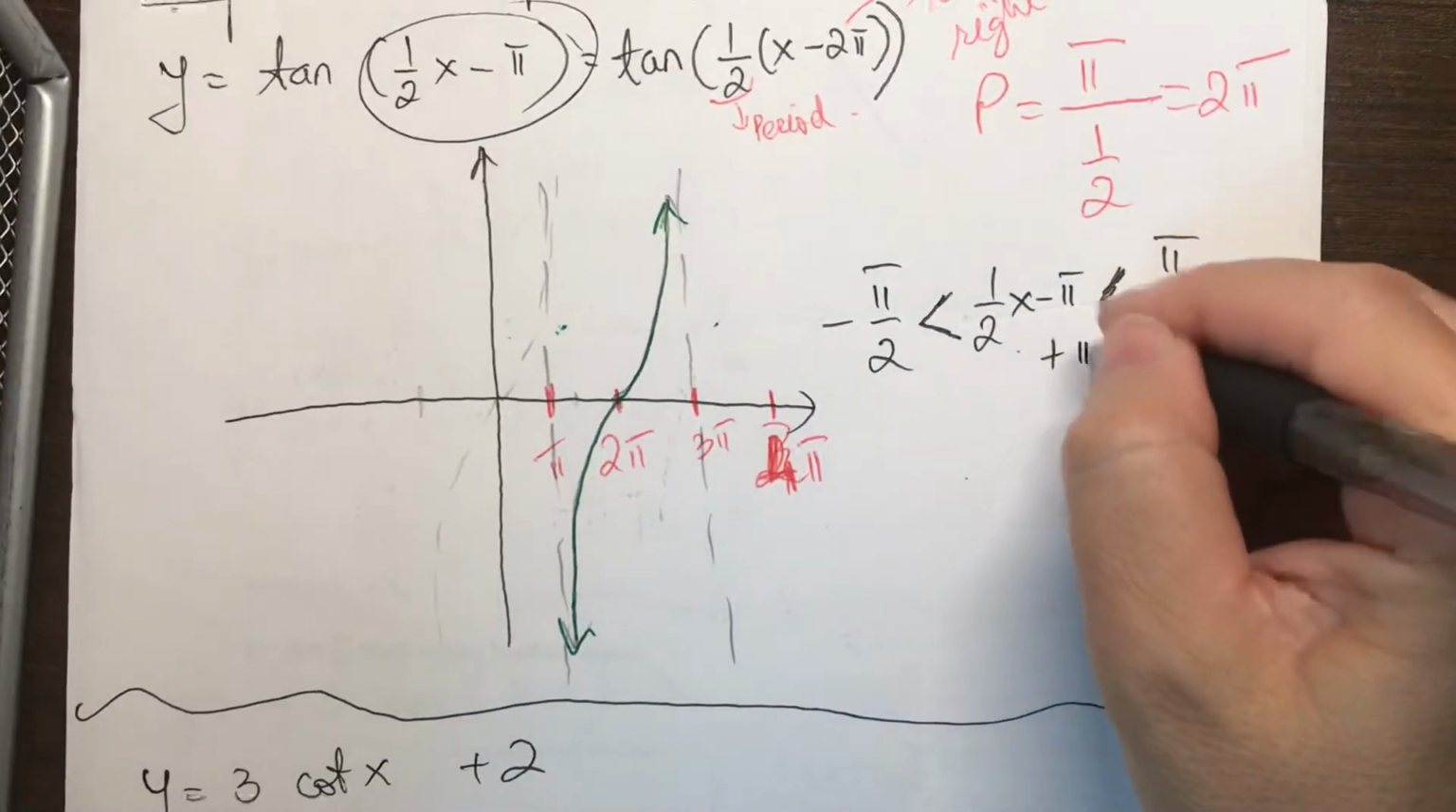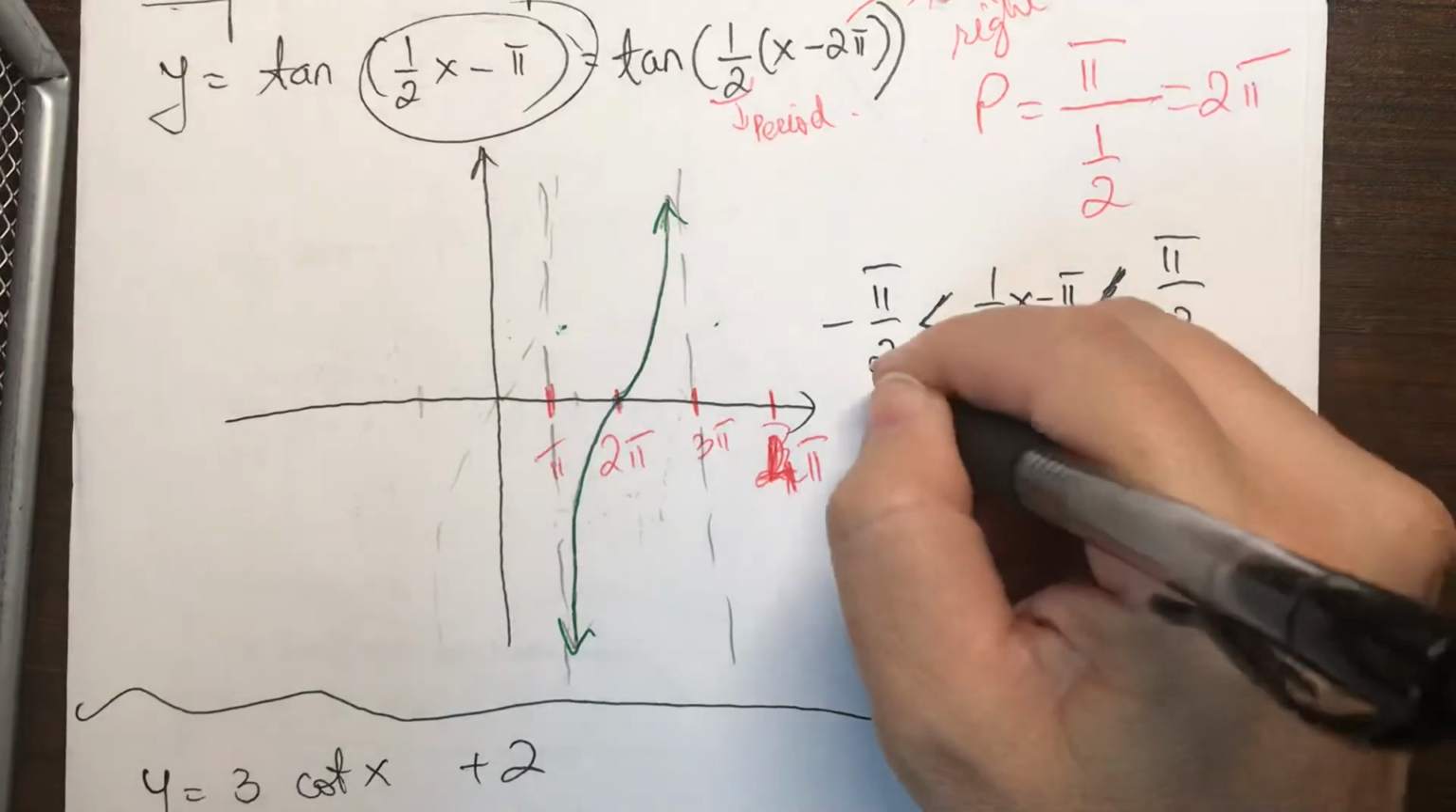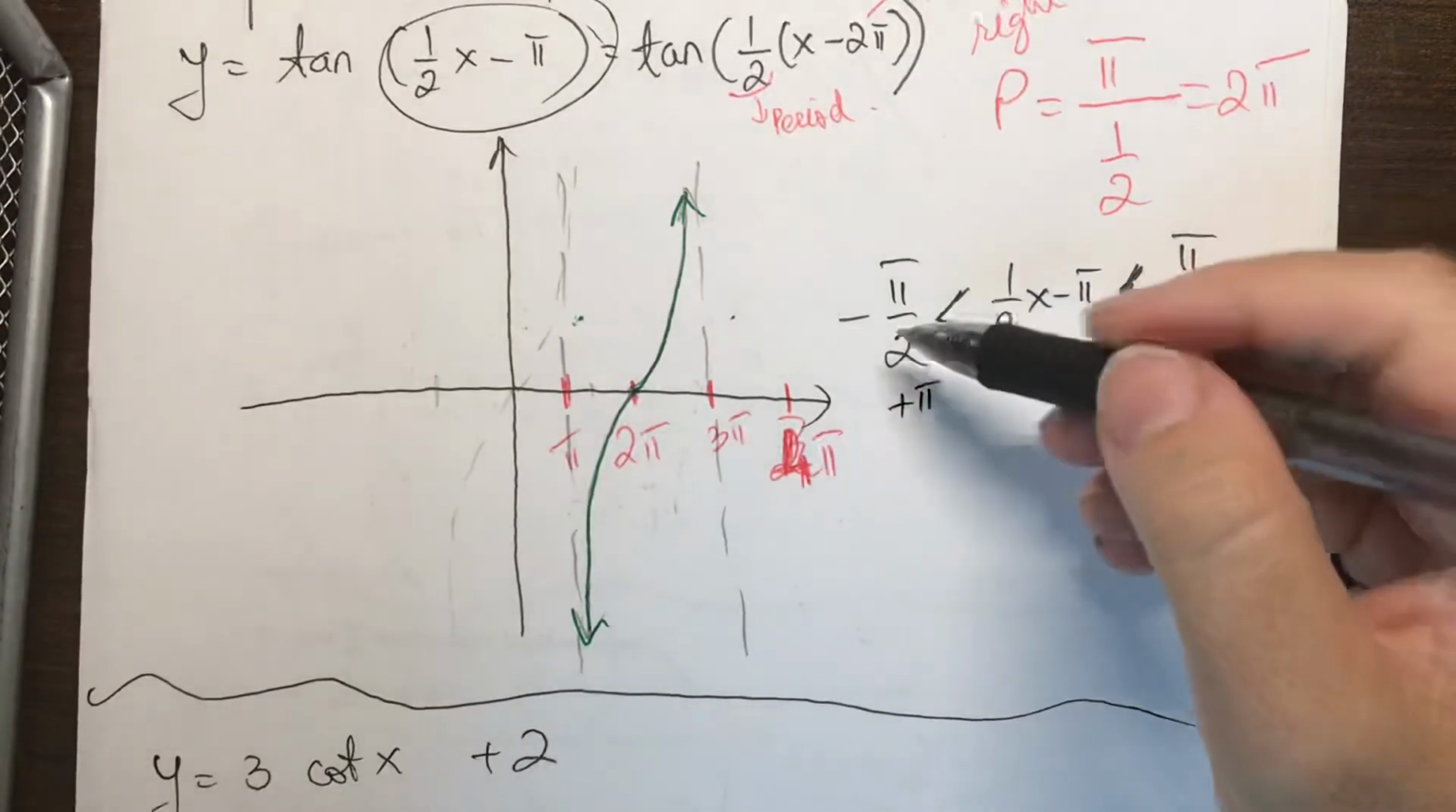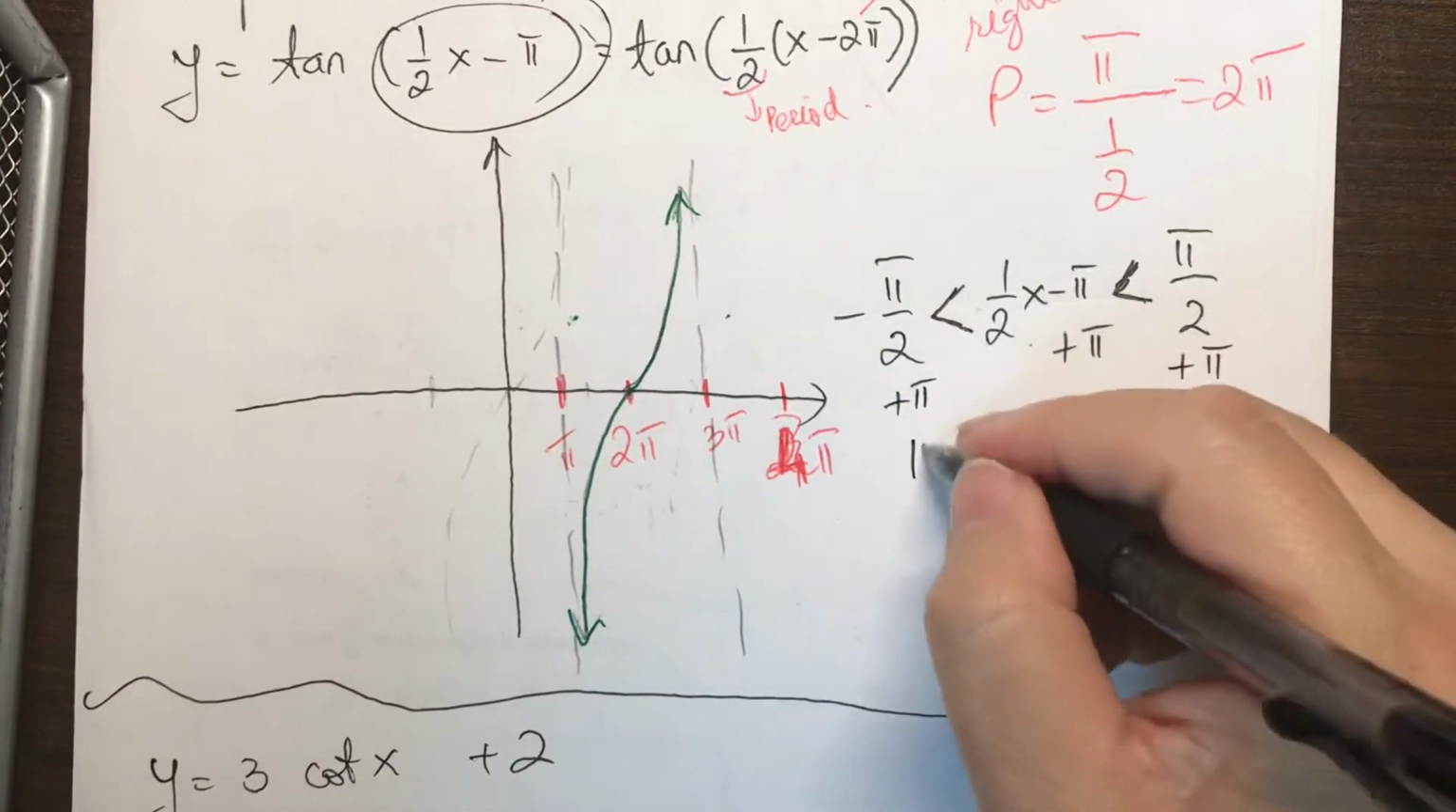So what do I do to solve for x? I'm going to add pi. Okay, so negative 1/2 plus 1 is positive 1/2.